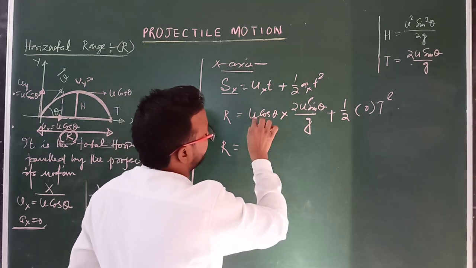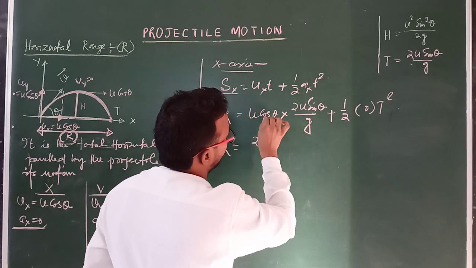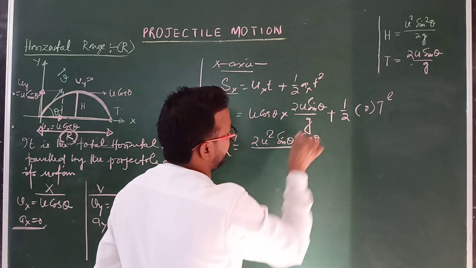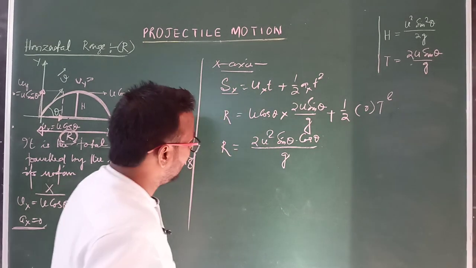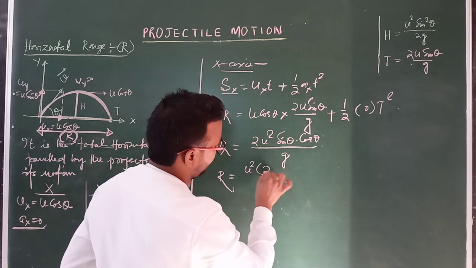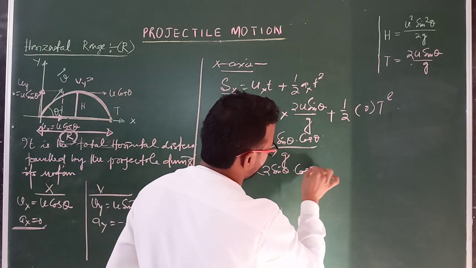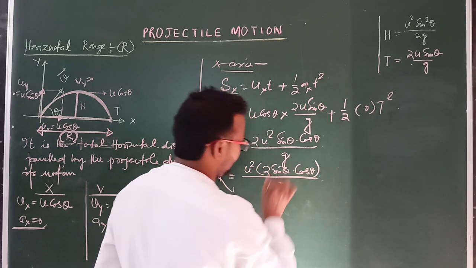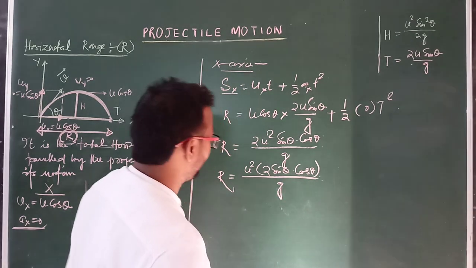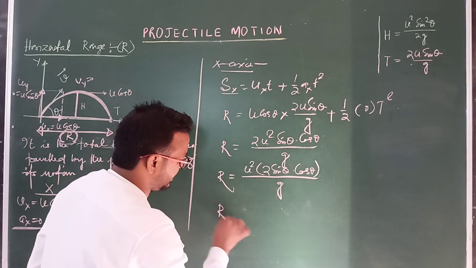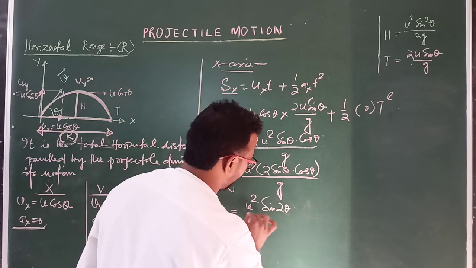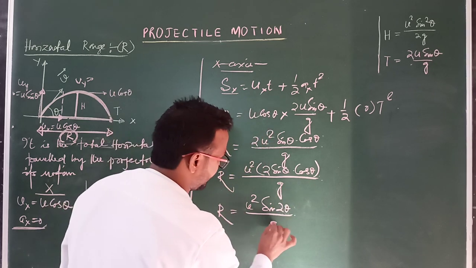So R equals how much? u square, then we can write 2u square sin theta into cos theta divided by g, plus 0. And if you solve this with the trigonometry relation, it is u square into 2 sin theta cos theta divided by g. This is a trigonometric identity: 2 sin theta into cos theta equals sin 2 theta, the formula of sin 2 theta. So we can write range equals u square sin 2 theta divided by g.